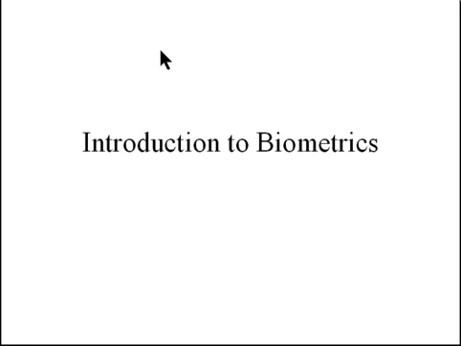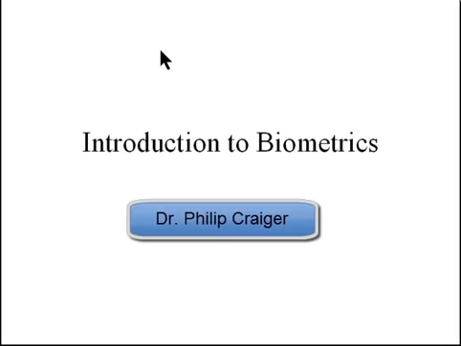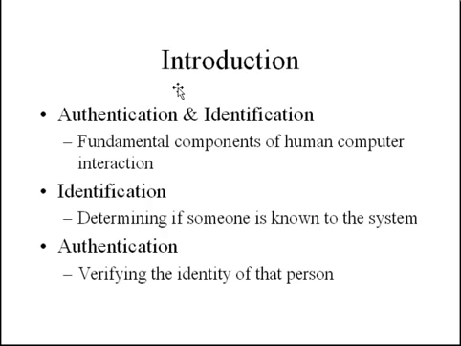All right, so let's talk about biometrics. First thing we need to do, since we're talking about biometrics, is first talk about authentication and identification. And since you're in this class, that means that you had me for 4663, and we went over authentication and identification a little bit in that class.